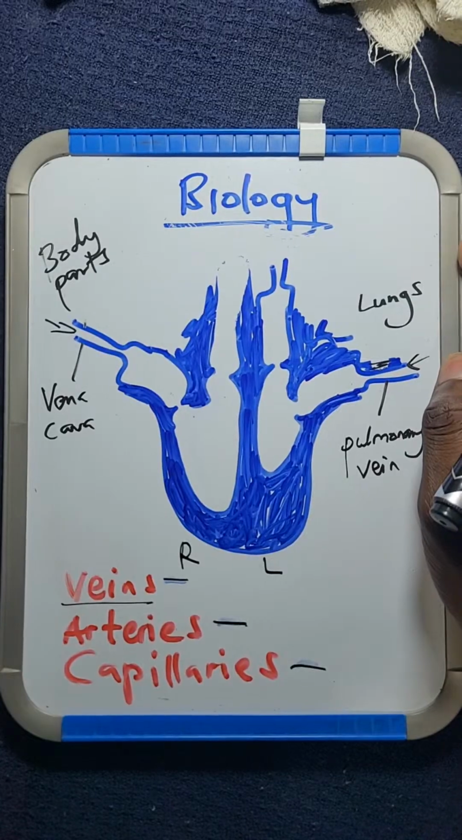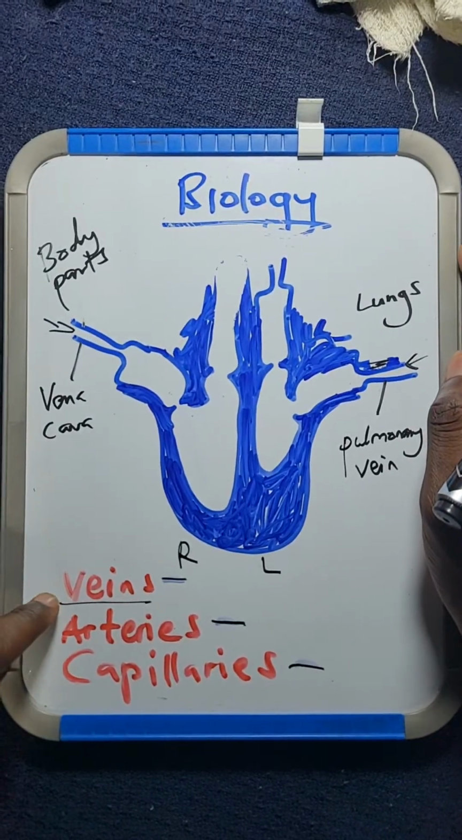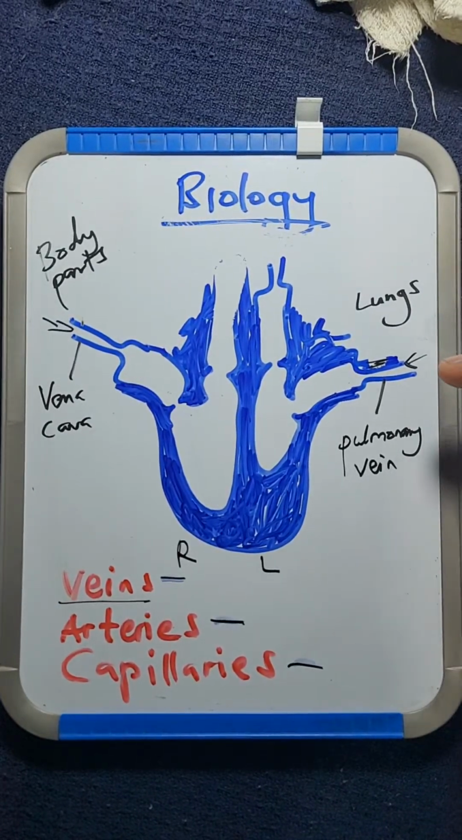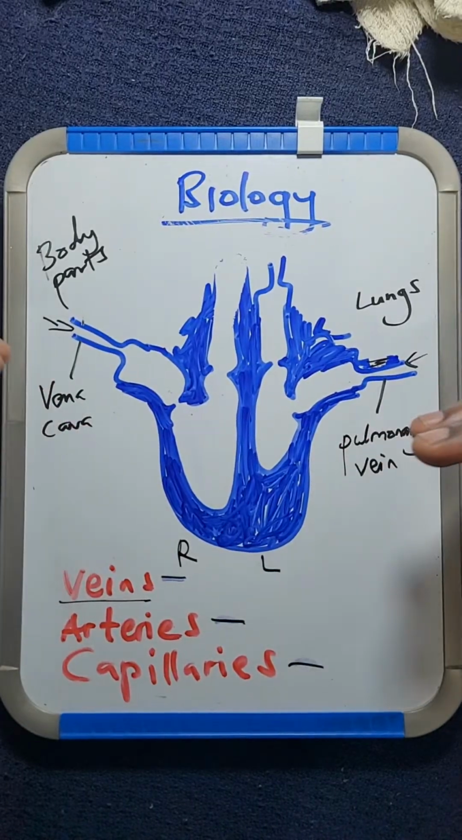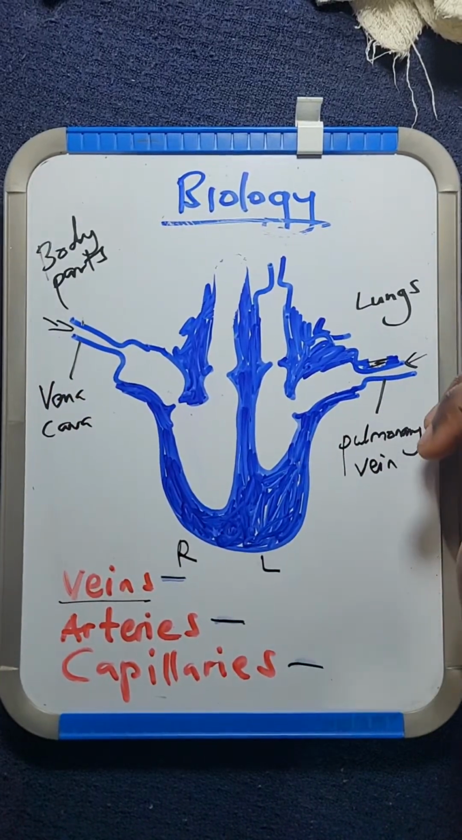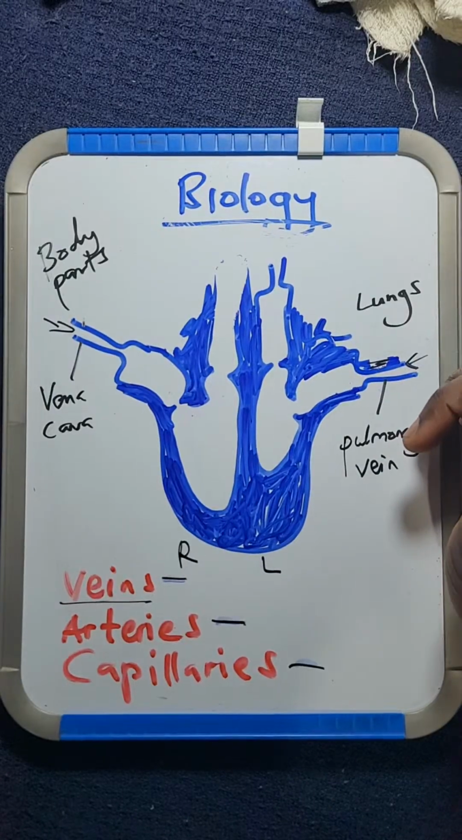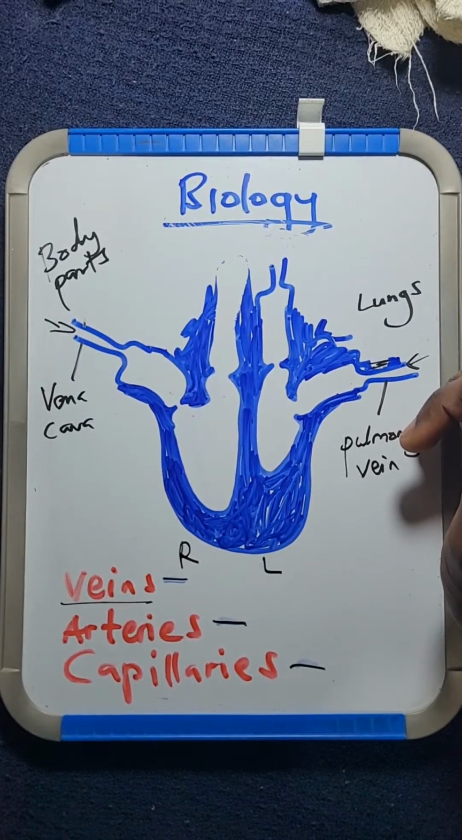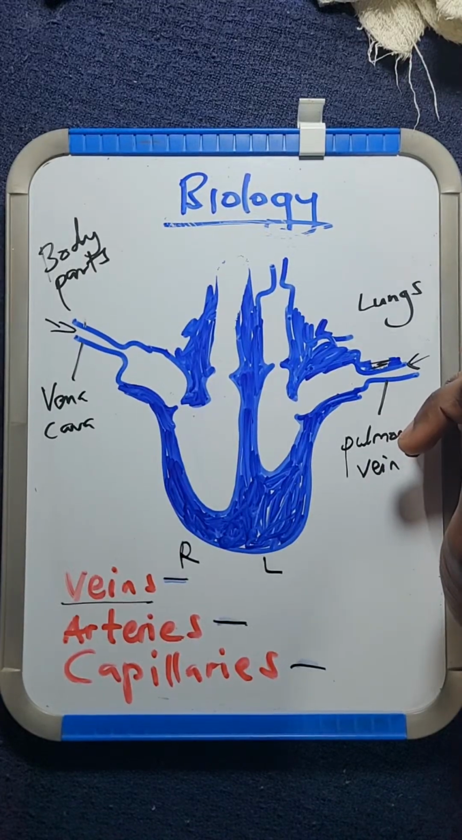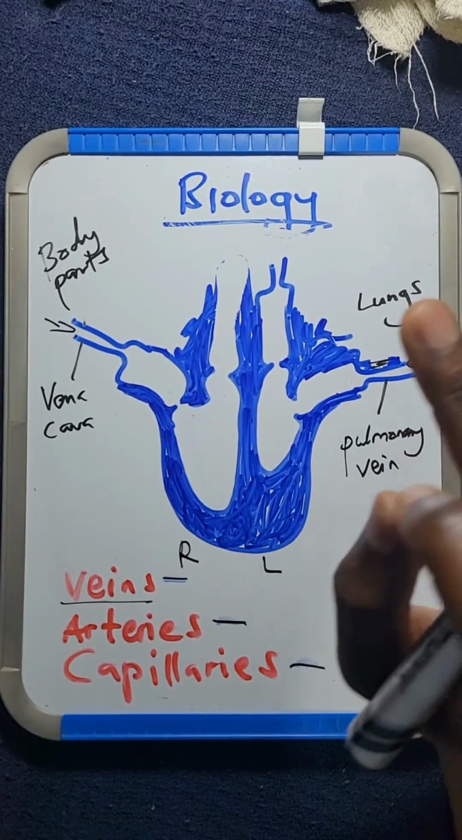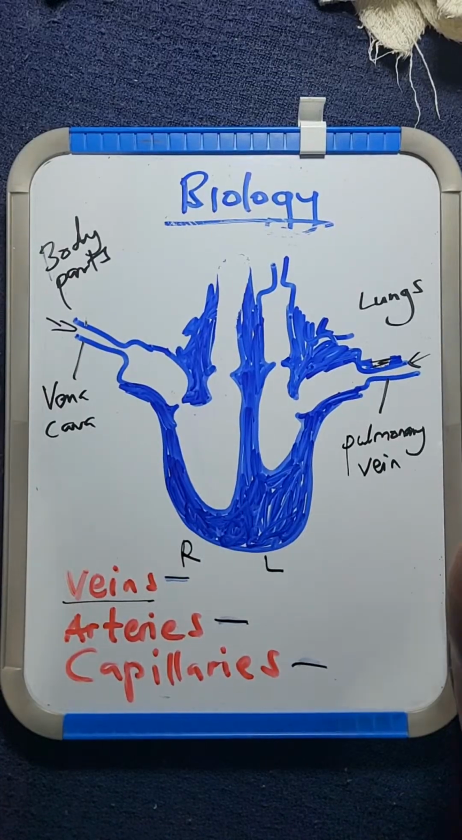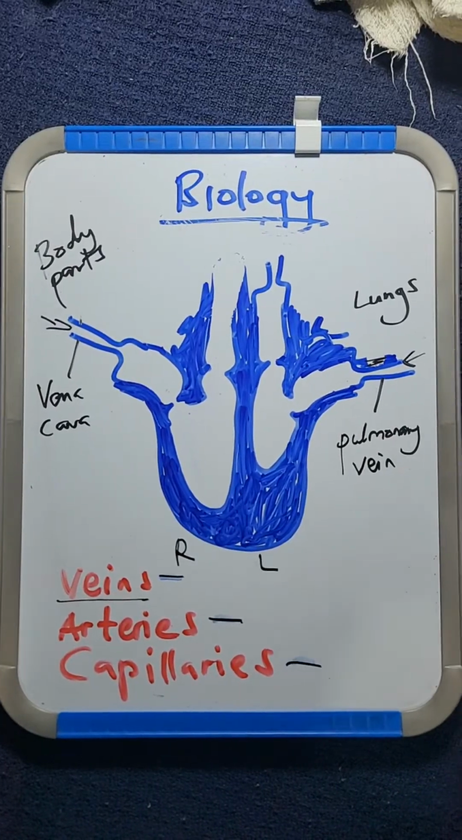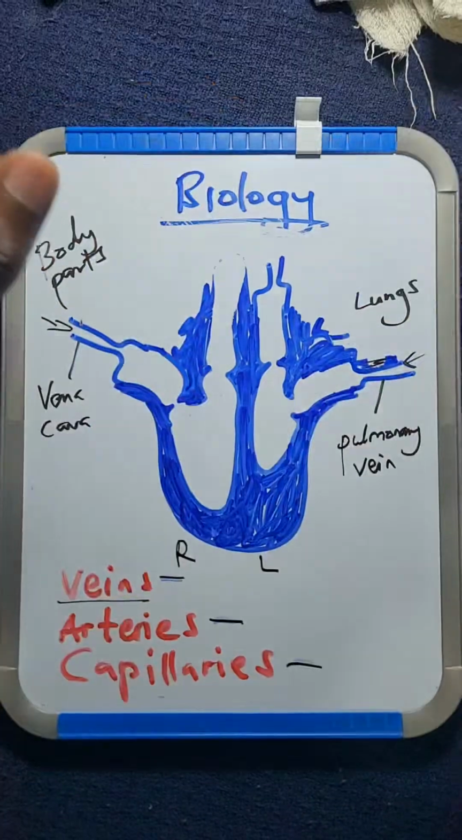So we need to really know. The veins bring blood to the heart. So which one is my left side? Okay, so right now, Charles, as you are watching this video, your left side is the right side for the heart, and your right side is the left side for the heart. It's opposite. So the heart is opposite to you.